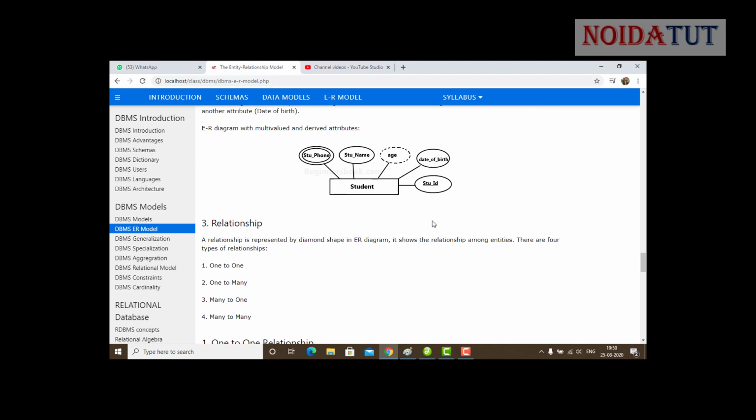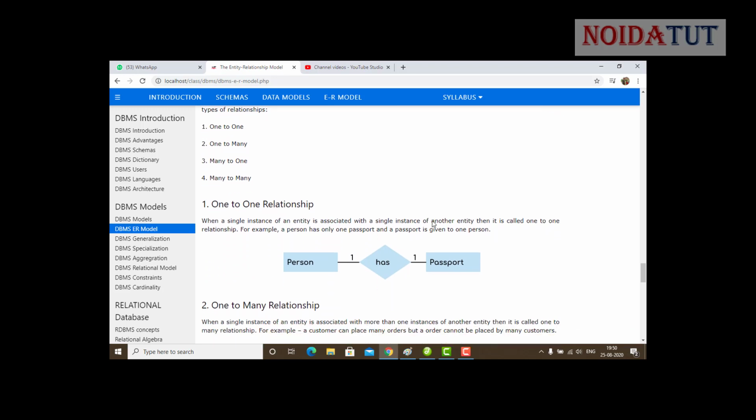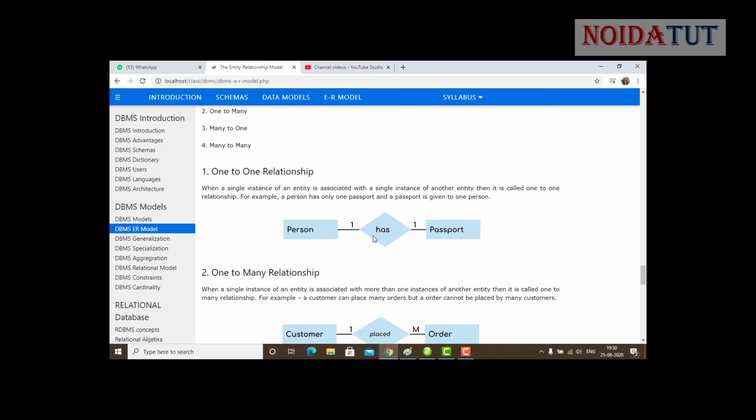Now let us talk about the fourth thing, that is the relationship. A relationship is represented by a diamond shape in an ER diagram and shows the relationship among the entities. There are four types of relationship: one to one, one to many, many to one, and many to many. Now a one to one relationship is that a person can have only one passport. So this is a one to one relationship.